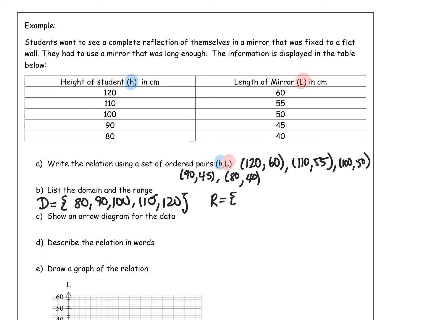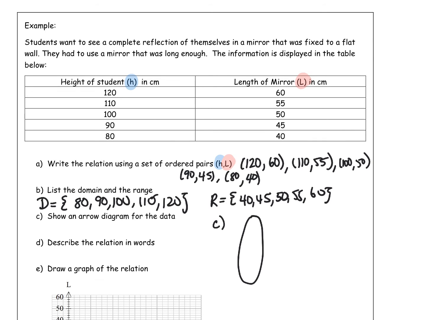And then for the range, capital letter R tells me I'm in the range. And we are going to, again, list each of the Y values, or in this case, the L values, from my table of values from lowest to highest: 40, 45, 50, 55, and 60. And set with a curly bracket. C says to show an arrow diagram. So remember, I need a little bit more space, so I'm just going to move over here for this.